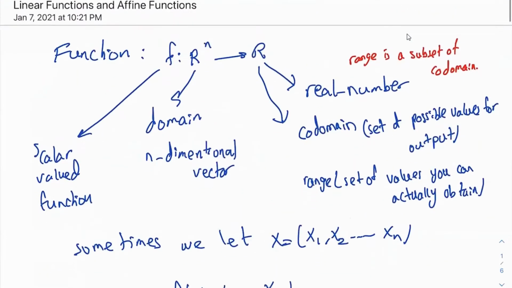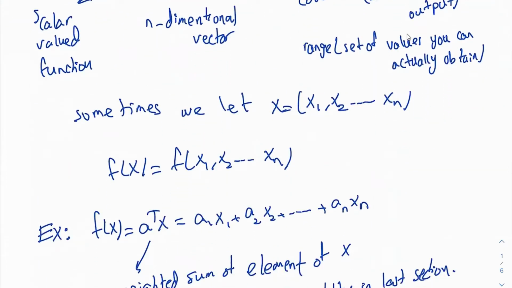Now, when you get just one value, like 2, 3, 2.5, 360, you call this function a scalar-valued function, because you are mapping an n-dimensional vector to a scalar value. This is called a scalar-valued function. Okay, a little bit more notation. Sometimes you let x be x1, x2, all the way to xn, and you define f of x as f of x1, x2, up to xn. So it's a function of n variables. Sometimes for simplicity, I just write f of x.